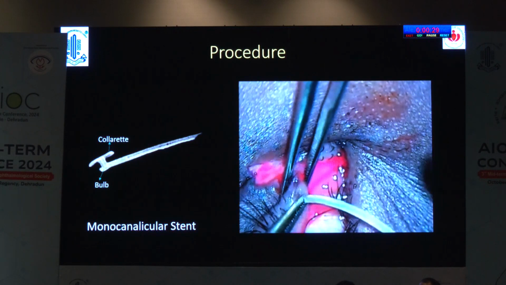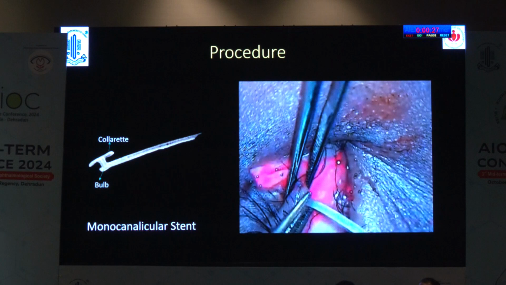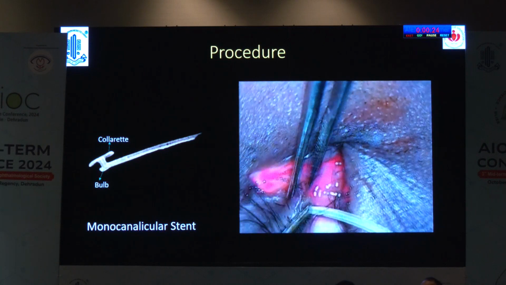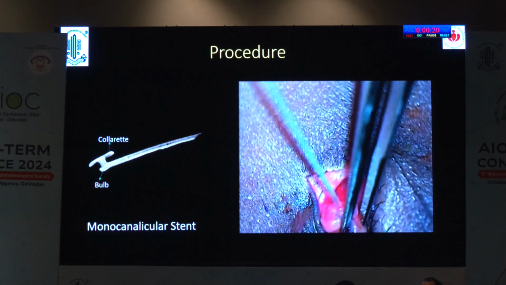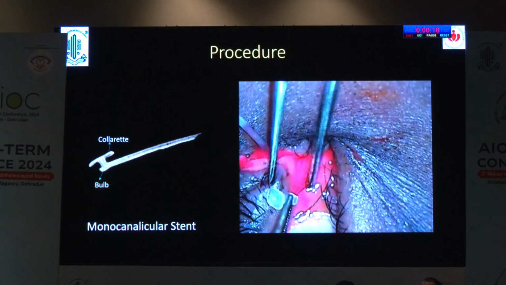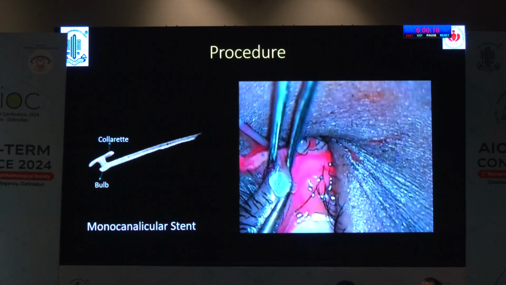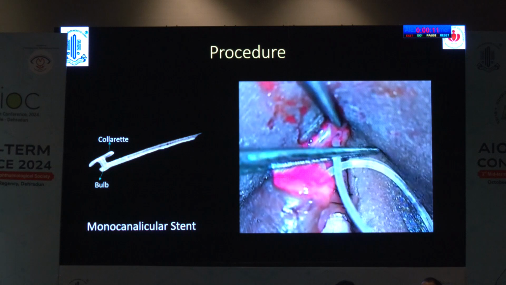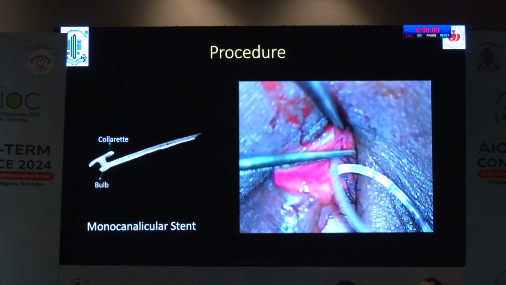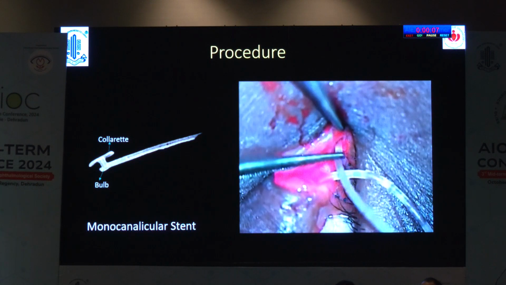You have to be perpendicular to the punctum and pass bit by bit. Once you see it exiting through the other end, just pull it out, and then you push the bulb inside, and the collarette will remain outside. You have already identified the distal cut end, so you push it through the distal cut end. When you are in the right place, it passes very smoothly.